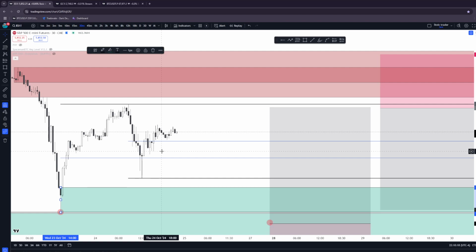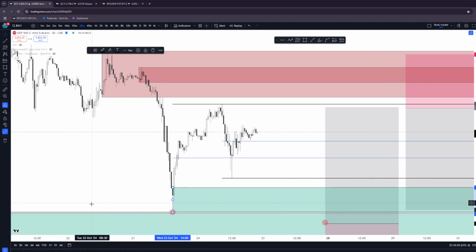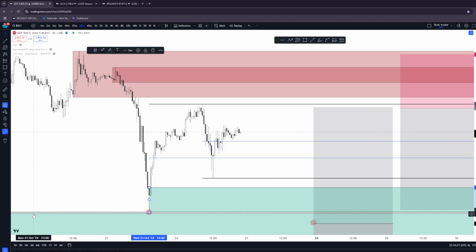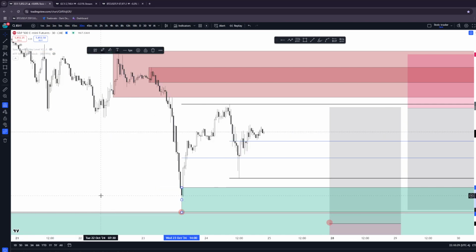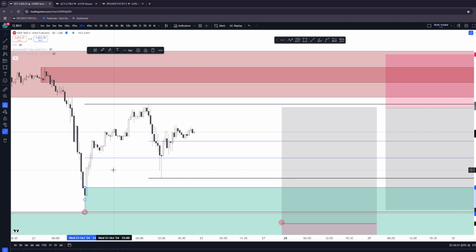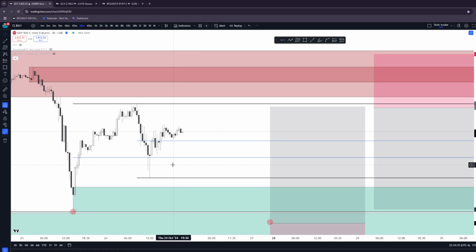So since we got a second range out here, would I not just trade that one? I mean, I'll trade whatever market structure tells me to trade. Whatever it tells me to trade. Let that sink in, guys.